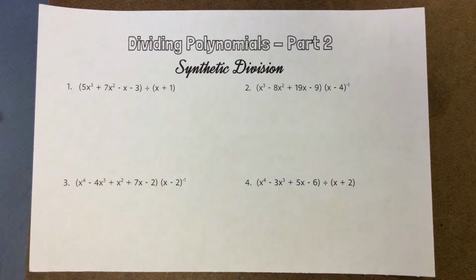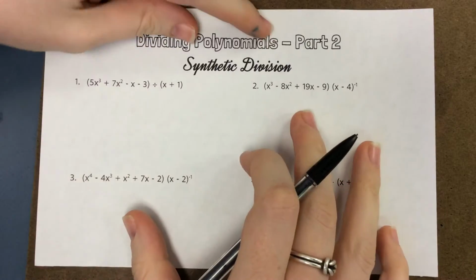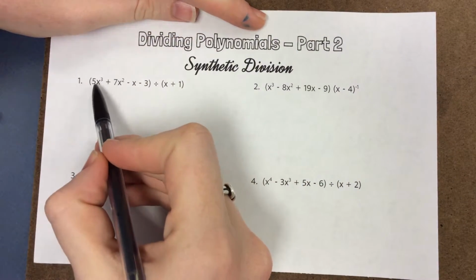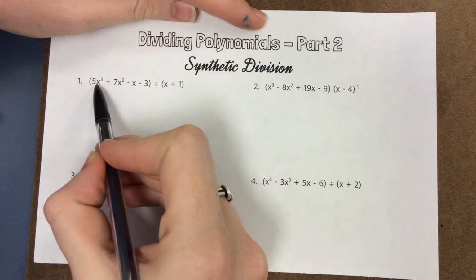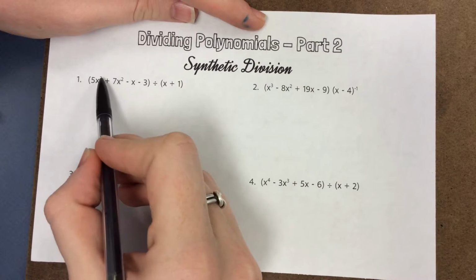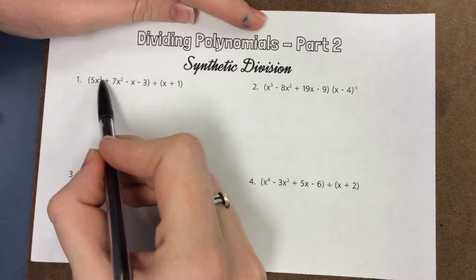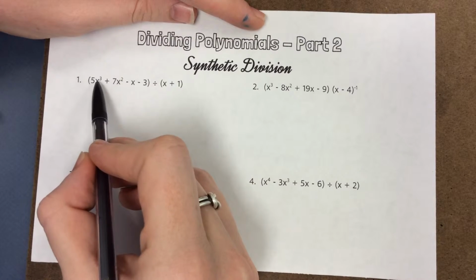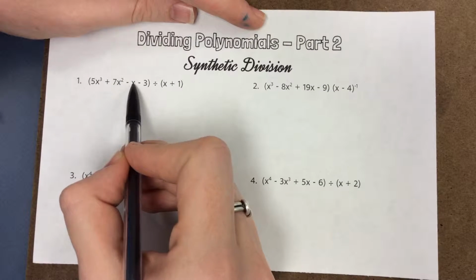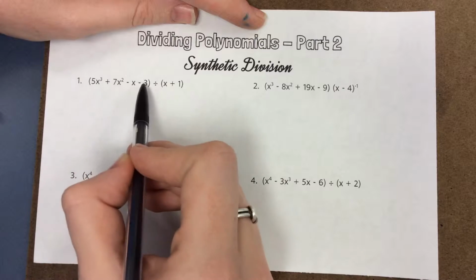Okay, synthetic division is way easier than long division. The first thing you want to check is to make sure your terms are in decreasing order by degree. So you want to make sure that your exponents decrease. This is an x cubed, this is an x squared, this is an x, and you have no x's. So those are in decreasing order.